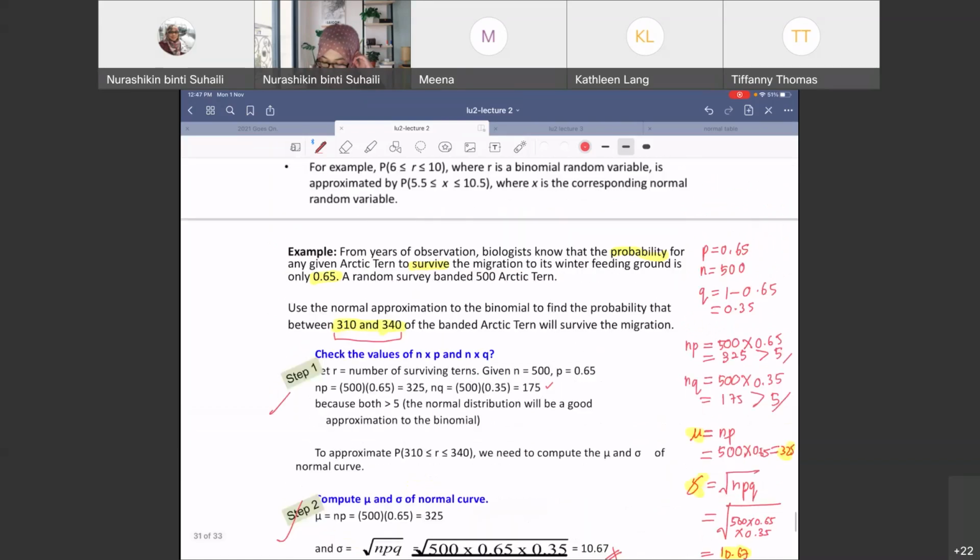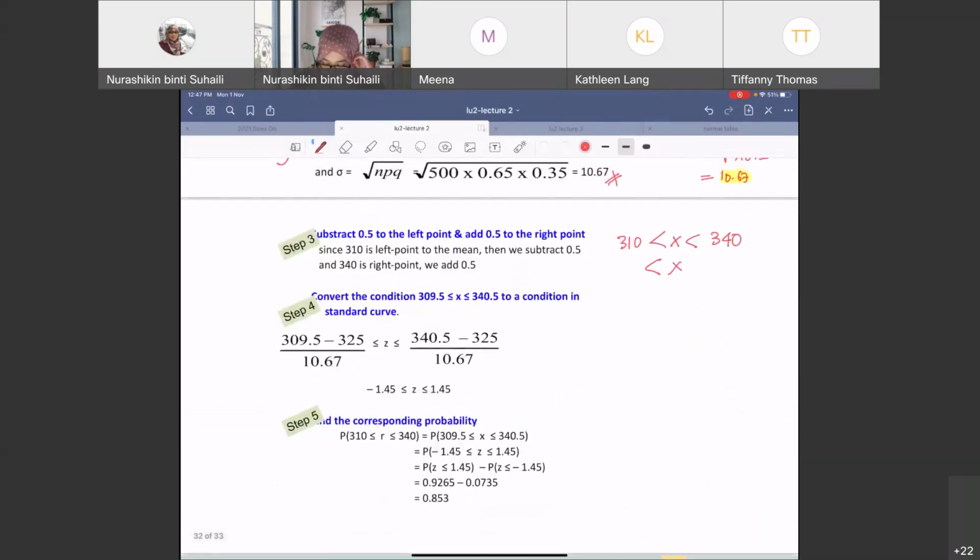Okay, so now the x should be 310 minus 0.5, that's equal to 309.5. And then for the upper limit, it's 340 plus 0.5 equal to 340.5. Okay, so now that is actually the x value that you want to find. But now this is x, right? So in order for us to use the z table, we have to convert x value into z value.